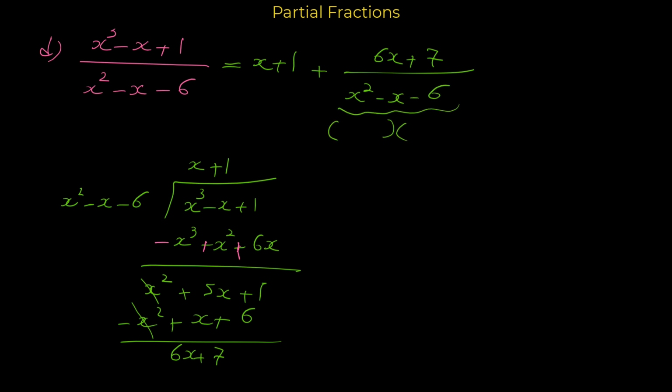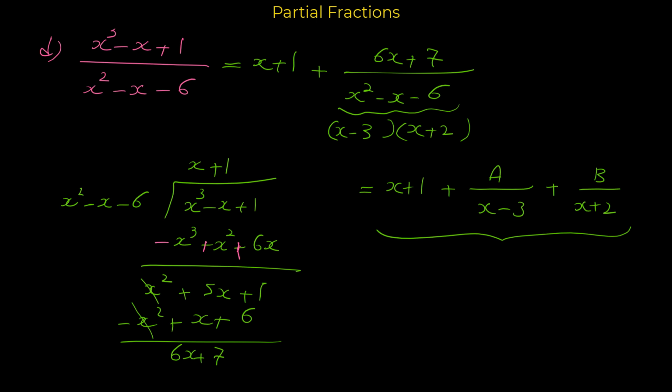This can be factored as x minus 3 times x plus 2. So the answer for this would be x plus 1 plus A over x minus 3 plus B over x plus 2. This is the partial fraction decomposition form for this rational function.